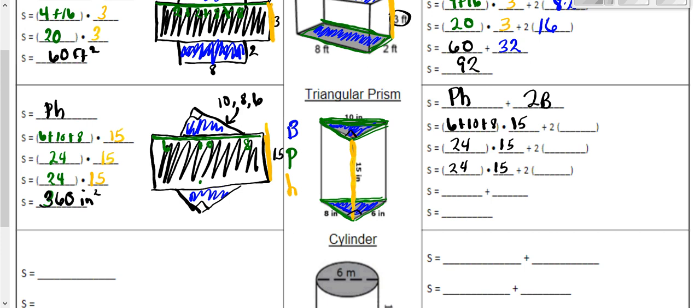Okay, so now I need to find the area of my bases. Well, my bases are triangles. So if you remember correctly, to find the area of my base, I'm going to have to use my formula for my triangle. So area for a triangle is 1/2 of the base times the height.